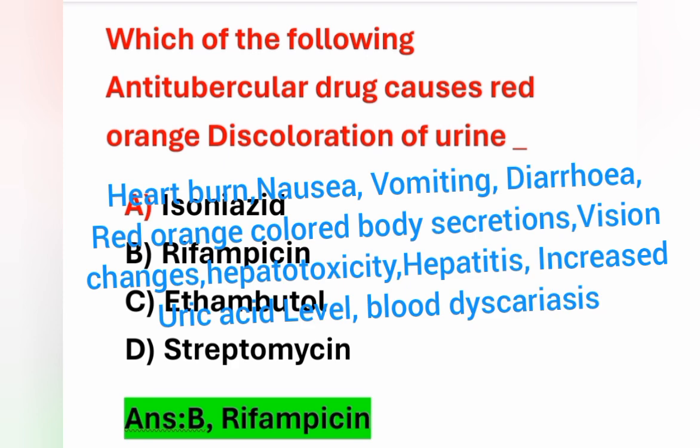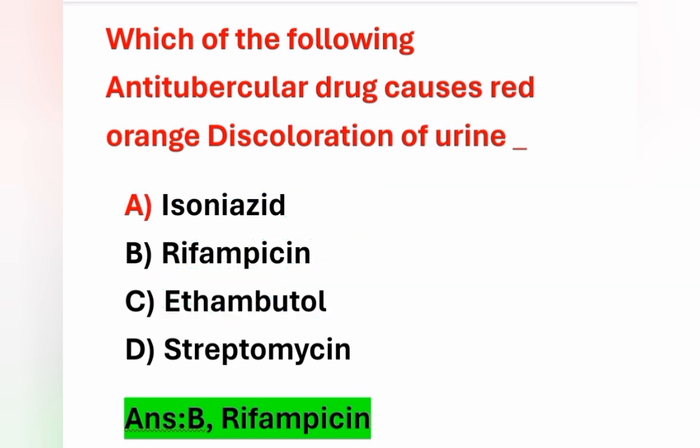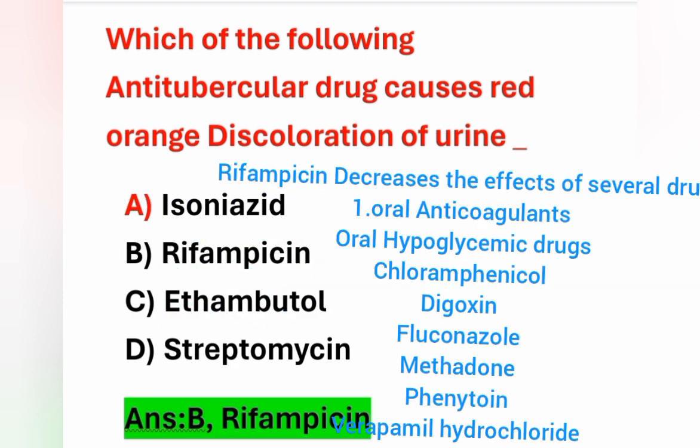Rifampicin is one of the first-line anti-tubercular drugs and the main side effects include heartburn, nausea, vomiting, diarrhea, then red-orange colored body secretions. Here, red-orange color of urine and vision changes, then hepatotoxicity, hepatitis, then increased uric acid level, then blood dyscrasias and hypersensitivity reactions include fever, chills, shivering, headache, muscle and bony pain and dyspnea.